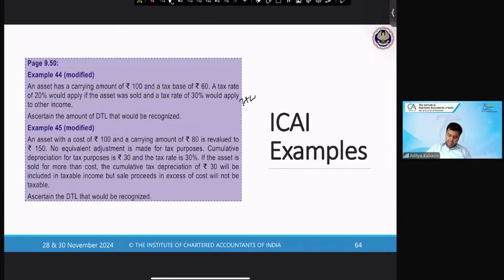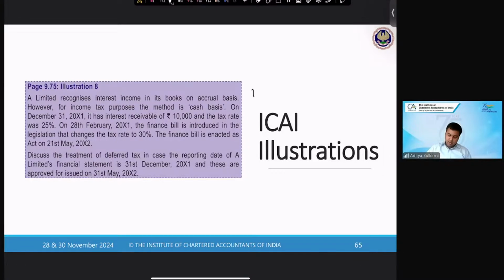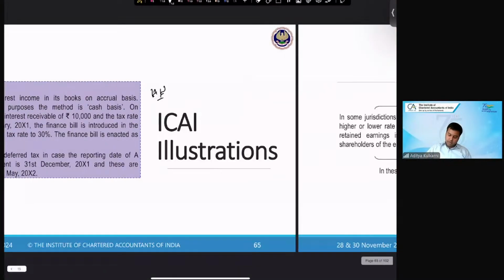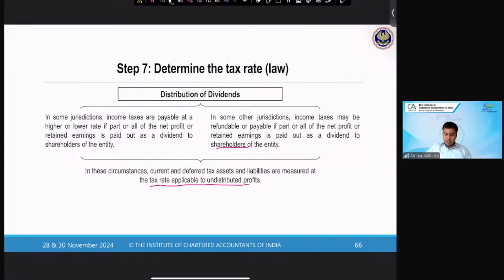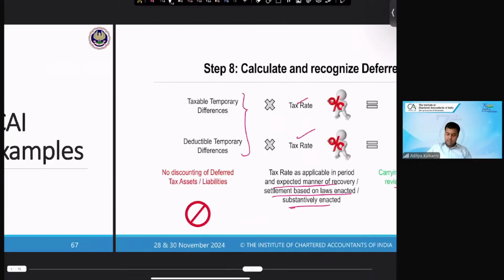Okay, so you can check this for homework. Okay, all right. Distribution of dividends measured at the rate. This you can just read for your understanding.